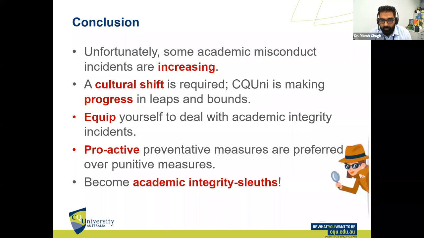So proactive measures, which we've discussed a lot of them, over punitive measures, and finally, become detectives, academic integrity sleuths. And when I was doing the presentation yesterday, I could find that image and I thought it looked like Jo with a magnifying glass, so I put that in there.